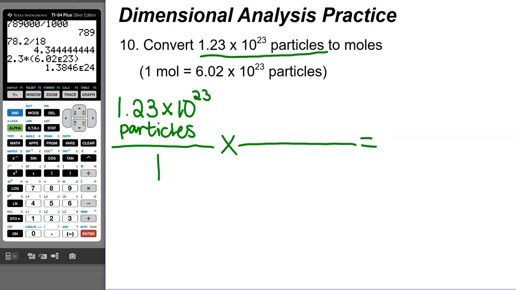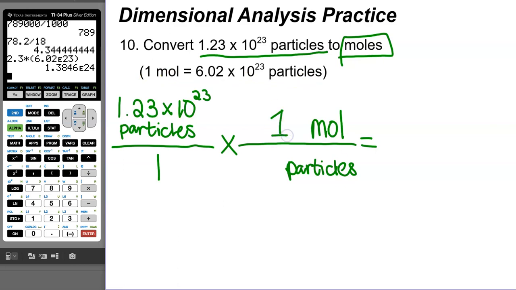Now the unit that I want to cancel this time is the particles. I need that to be down in my denominator. So we'll put particles down in the denominator, and we want to get to our new unit, moles. Moles is our new unit, so I'll put moles, or MOL, up in the numerator. Let's fill in some numbers now. So 1 mole equals 6.02 times 10 to the 23rd particles. So I'm going to put a 1 next to my mole. And that 6.02 times 10 to the 23rd will go next to the particles.